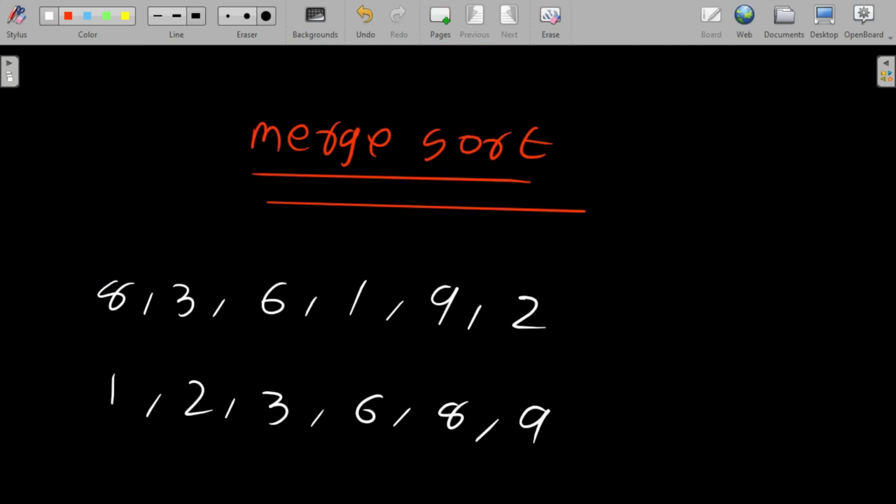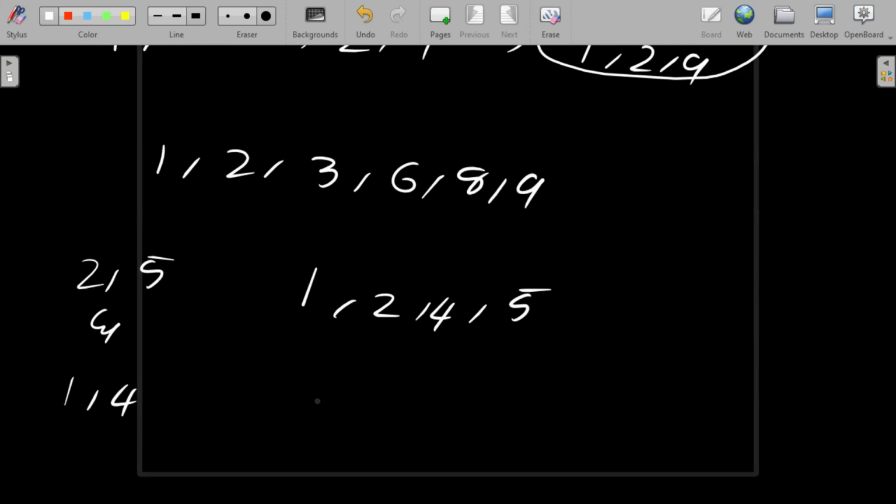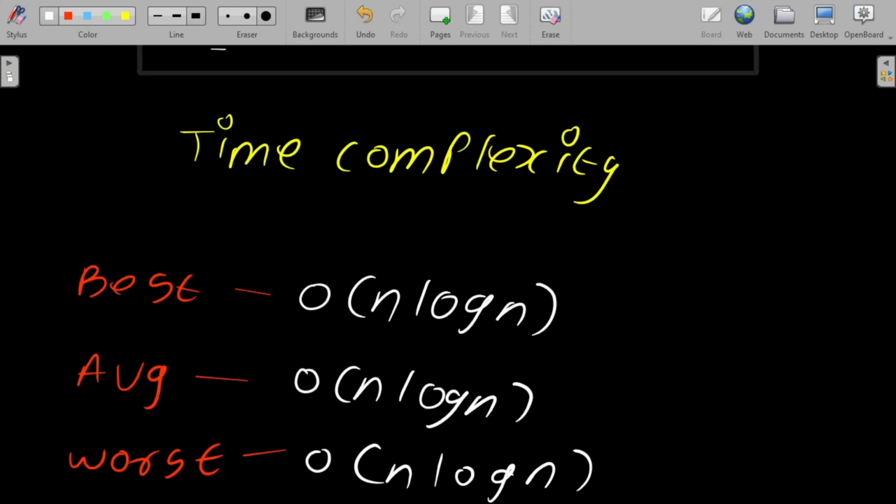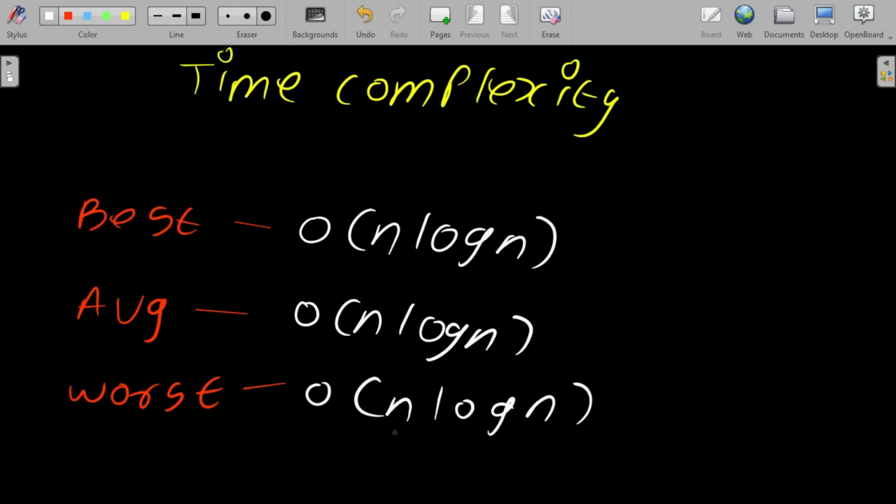Let me write the time complexity for merge sort. The best case, average case and worst case are all the same: n log n. This is important for GATE exams. No matter how the input looks, merge sort always performs in n log n. The space complexity is also big O of n, because extra memory is needed during merging.